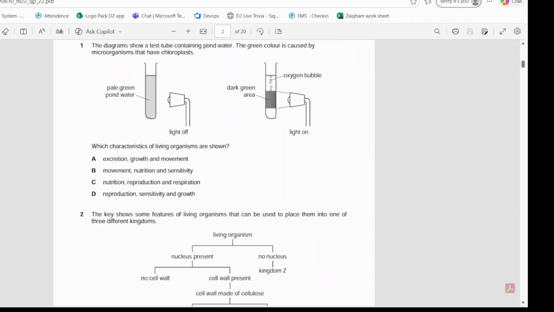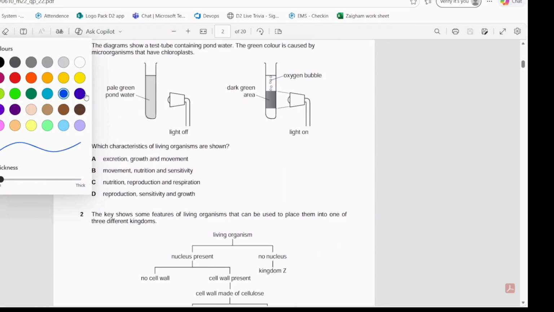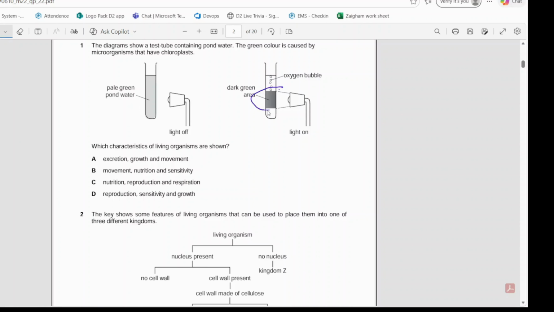If you look at this diagram, the pale green color, when you turn on the light, becomes concentrated in a certain area. It means it's sensitive to light as well, right? We missed this part. Then this area is becoming colorless and they are all moving over here. It means the movement is also shown. So movement and sensitivity, and they are producing something. So it's a mode of nutrition. So it's B.